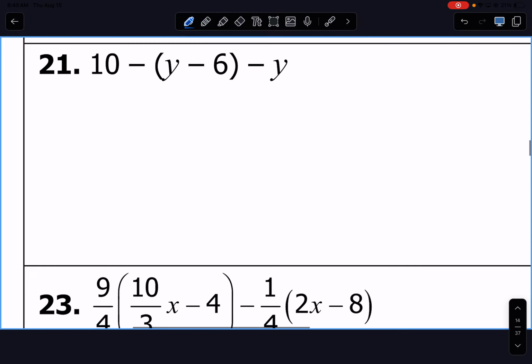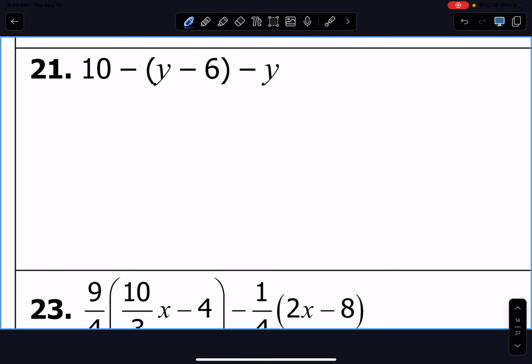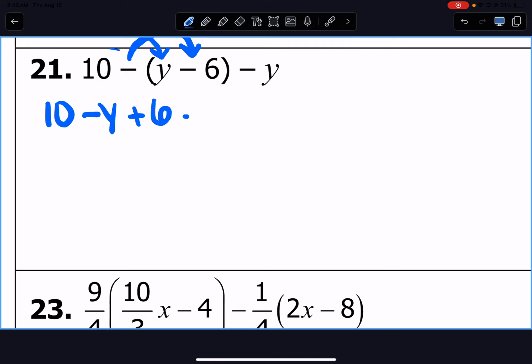All right. 21. Is anything happening to this 10 in front? No, so I'm just going to bring it down. But I have to distribute this negative sign. Do y'all see how it's right outside my parentheses? So a negative and a positive make a negative. But a negative and a negative make a positive. And then we just bring down our minus y at the end. Can I combine anything? What do I need to combine to go first? So what is negative y minus y?